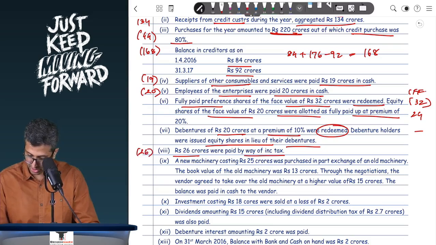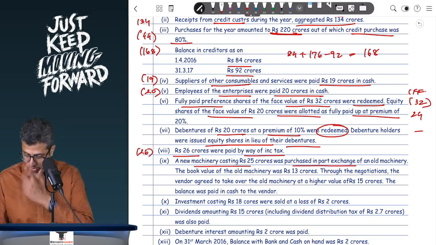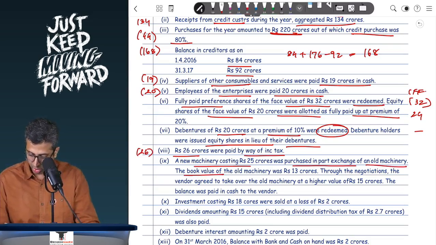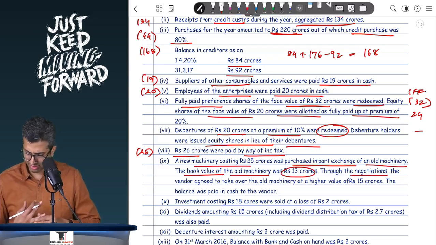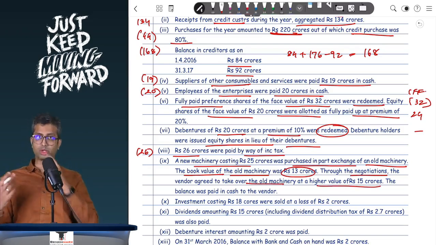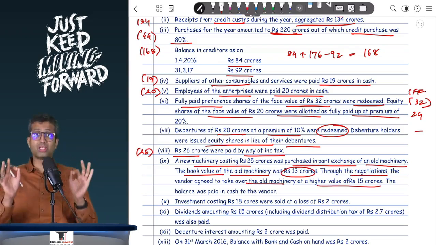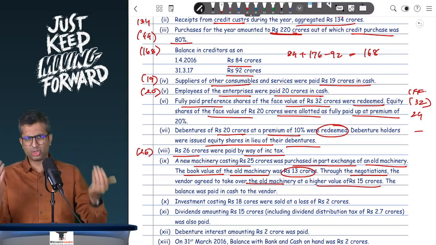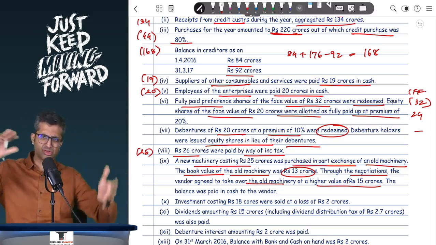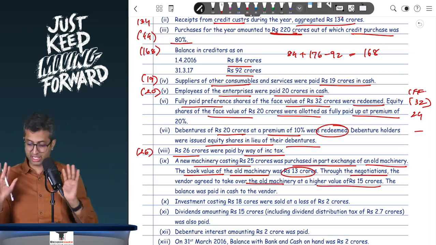This is minus 26. A new machinery costing 25 crores was purchased in part exchange of an old machine. The book value of the old machine was 13 crores. Though through negotiations, the vendor agreed to take over the old machinery at a higher value of 15 crores. So there is a gain on barter of around 2 crores. But remember, you are following direct method. Under direct method, you don't have to adjust this depreciation, gain, loss.